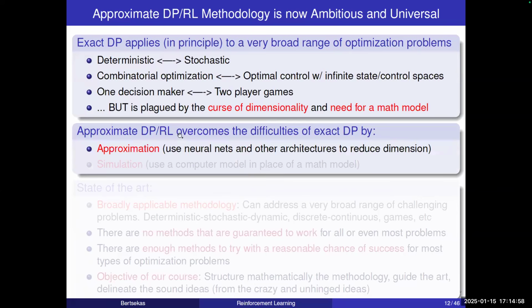Now, reinforcement learning overcame the difficulties of exact dynamic programming in two ways: by using approximation, using neural networks and other kinds of architectures to reduce the dimension and address this curse of dimensionality. And the second way is by using simulation in place of a mathematical model. In other words, use a computer model instead of a mathematical model. And that was a big part of what reinforcement learning and artificial intelligence brought to this landscape.